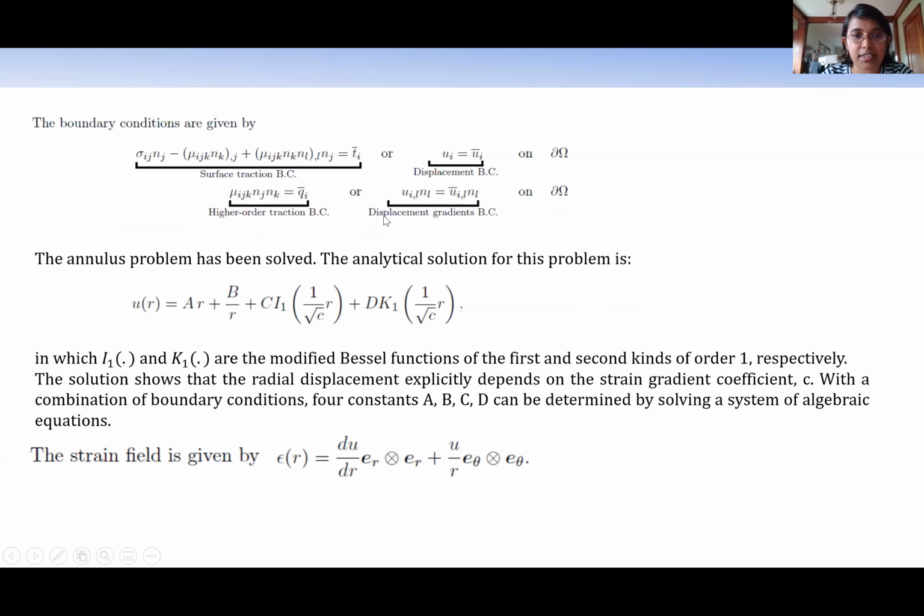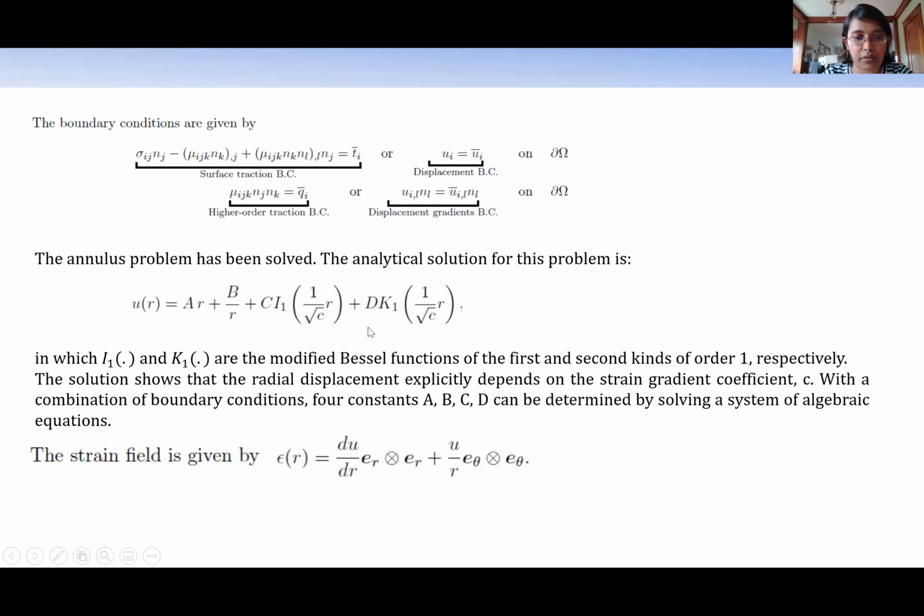and the components of the total stress are defined using this. These are the boundary conditions, and the same annulus problem that was solved using elasticity has been solved here, where the analytical solution for this problem is expressed as this, where A, B, C, D, the four constants, are determined by using a system of algebraic equations. I1 and K1 are the modified Bessel functions of first and second order, and R defines the radial displacement, and C is the strain gradient coefficient.